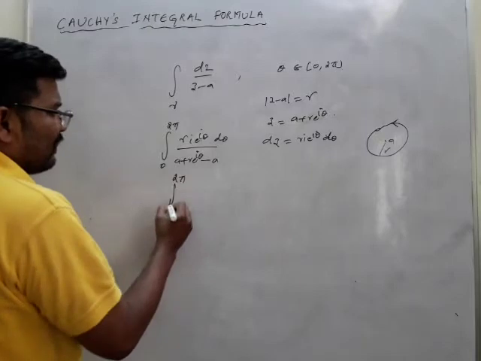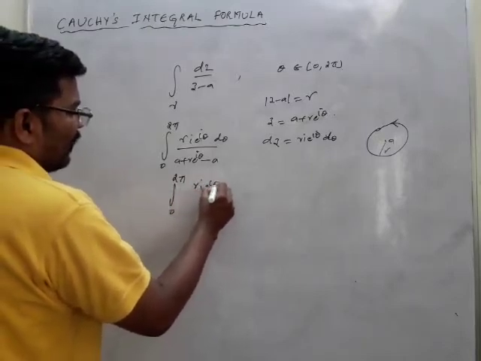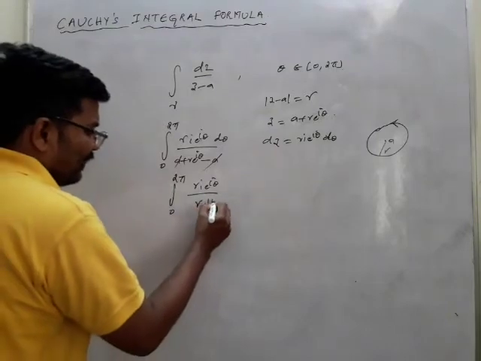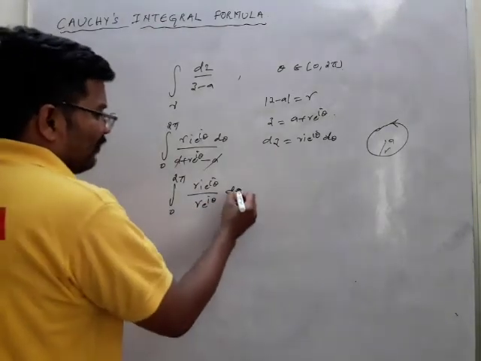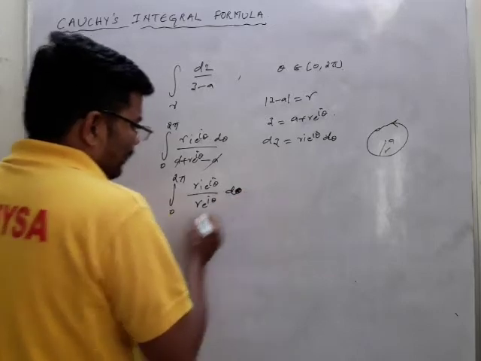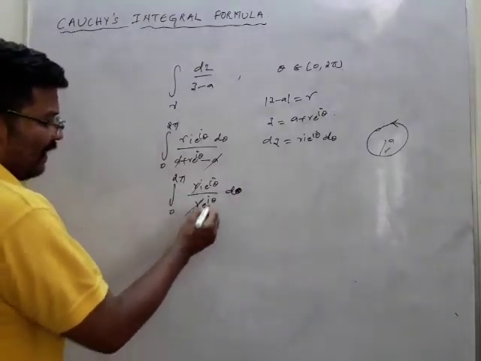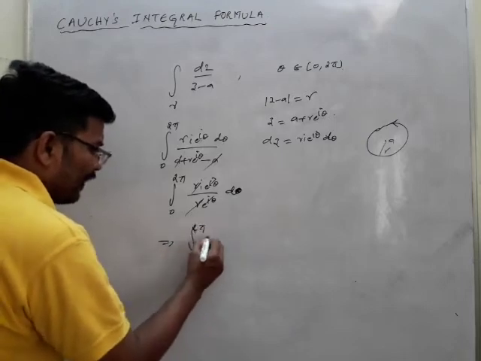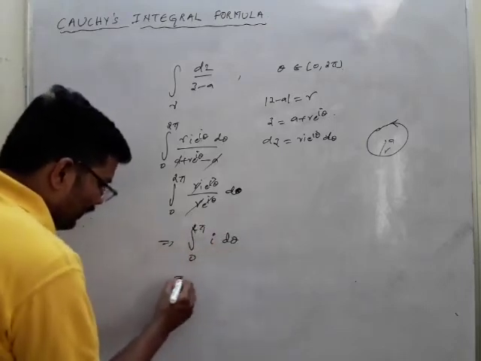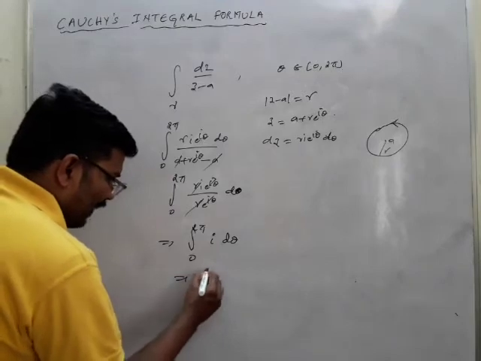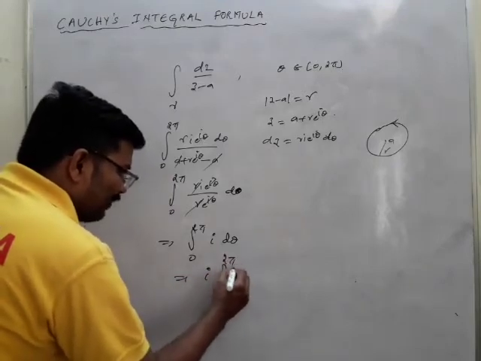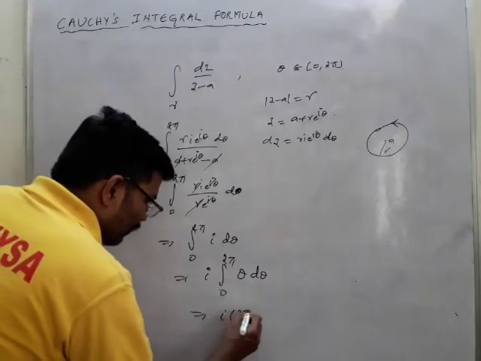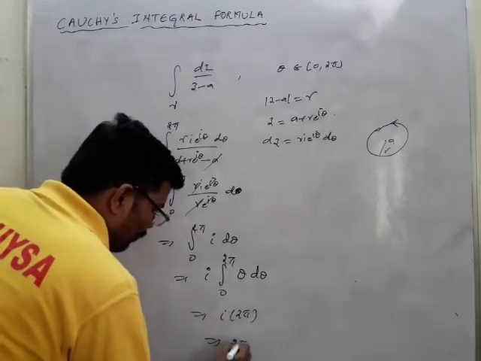r i e^{iθ} dθ divided by r e^{iθ}; the a gets cancelled. So r gets cancelled, e^{iθ} gets cancelled. You will be getting the integral from 0 to 2π of i dθ, that is i times the integral from 0 to 2π of dθ. You will get θ, so you will be getting i into 2π, which means 2πi.